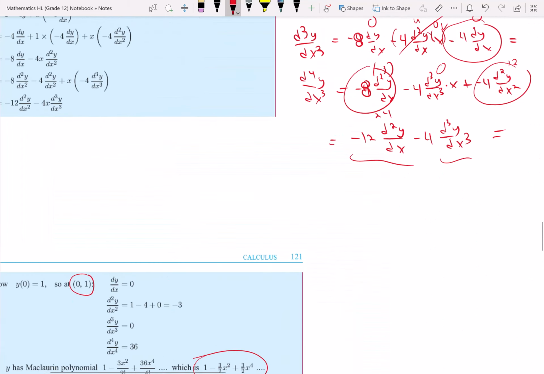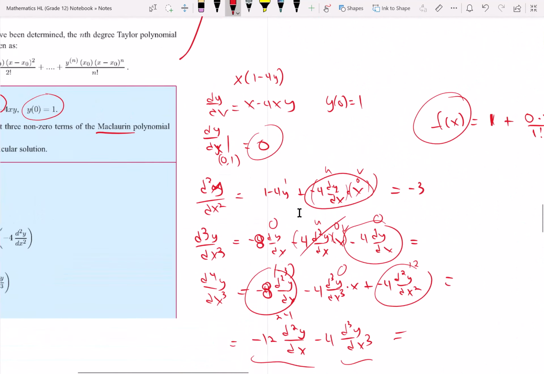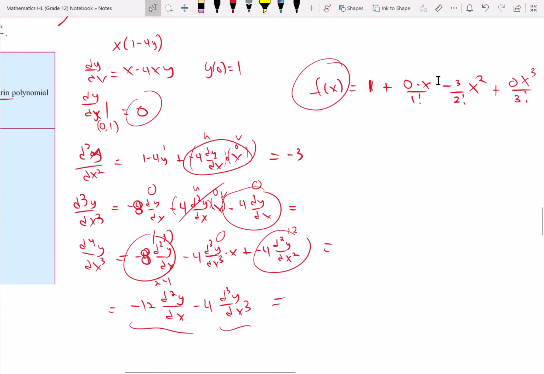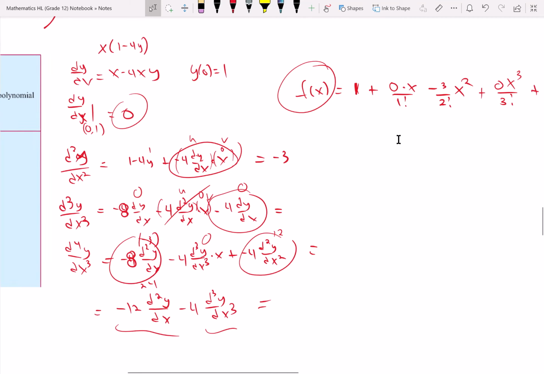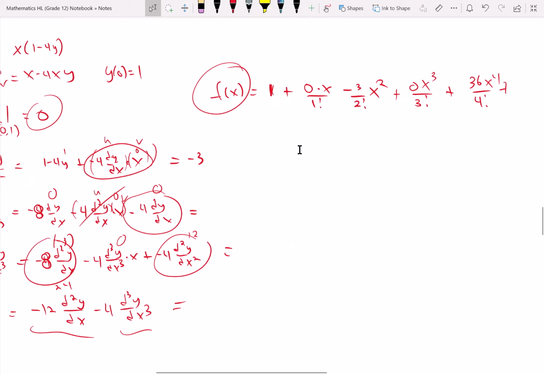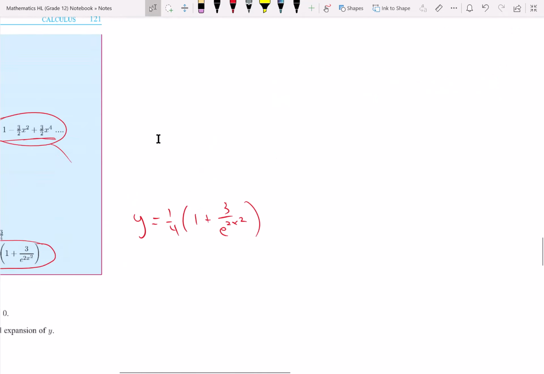All right, so that's the idea. You're basically creating a Maclaurin polynomial, or Taylor if they want you centered somewhere else, using the derivatives and the initial condition.